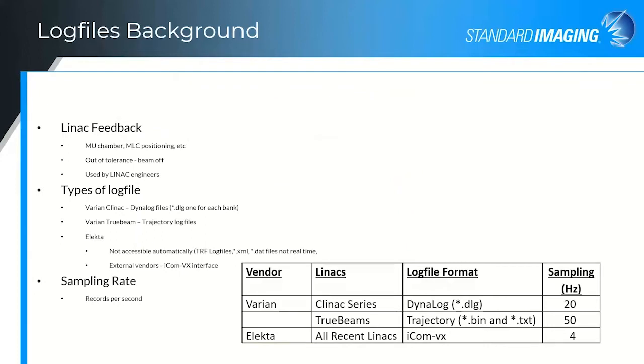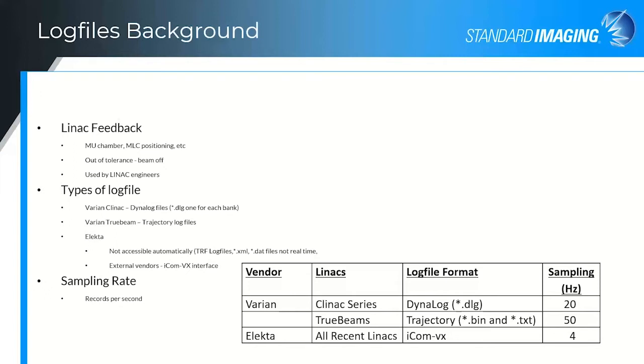So log files were initially generated, as log files are for any software, to record the delivery based on the feedback mechanism designed into the Linac. The MU, the positioning of each MLC, the gantry, collimator are all recorded. When the parameter, for whatever reason, exceeds the internal tolerance of the Linac as designed, beam off occurs. And in some cases, beam will resume once parameters are back within tolerance.